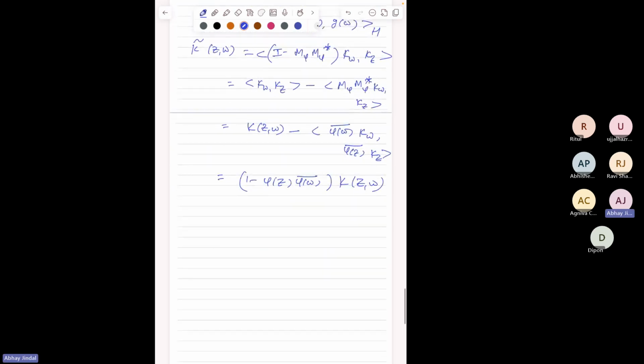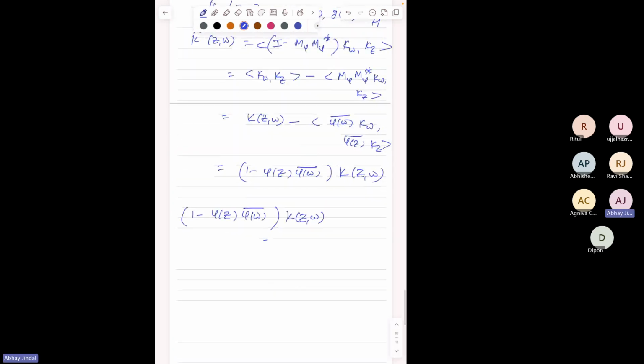So what we have is 1 minus phi z phi w bar k z w equal to the inner product of g z with g w in H. I'll finish by 8:40 my time, so I'll take maybe 10 more minutes.